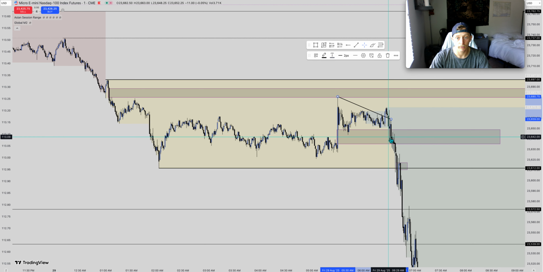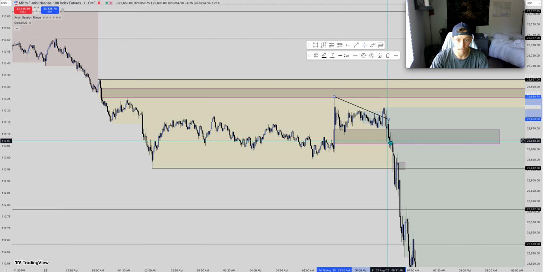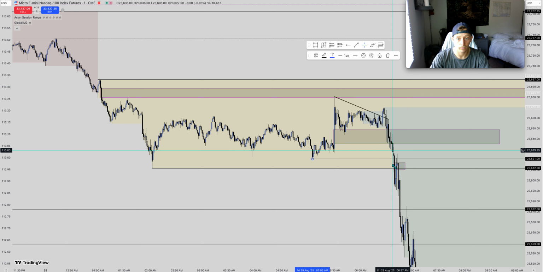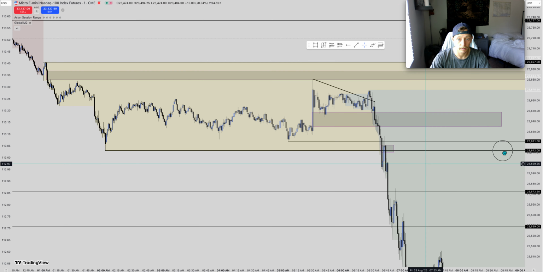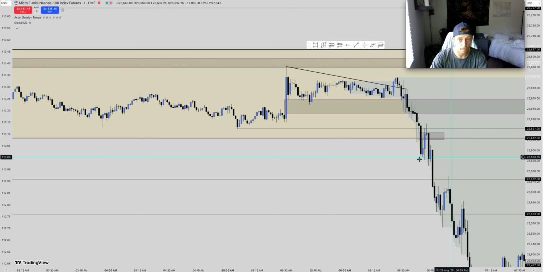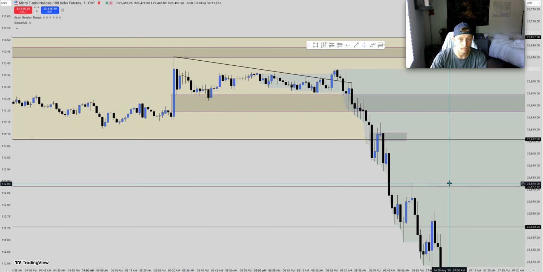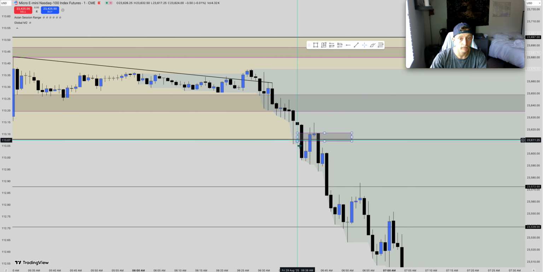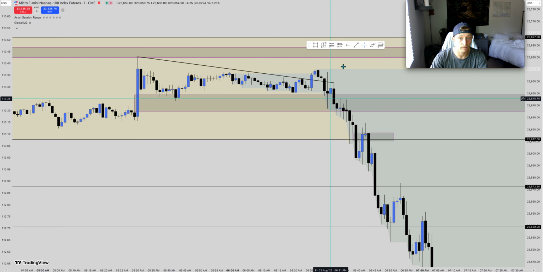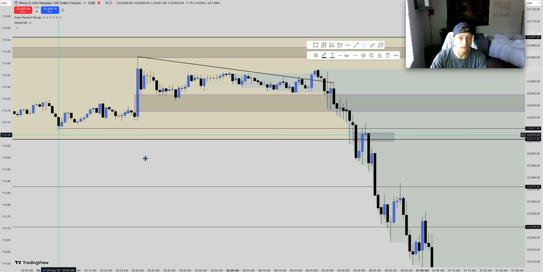So coming into the open, we broke through this gap with big selling pressure. We broke this internal low with big selling pressure. And then as we're approaching the main low, we broke through, created a 1-minute gap right here that you could have re-entered in on with a rejection, right? Rejection off of the internal low right here.